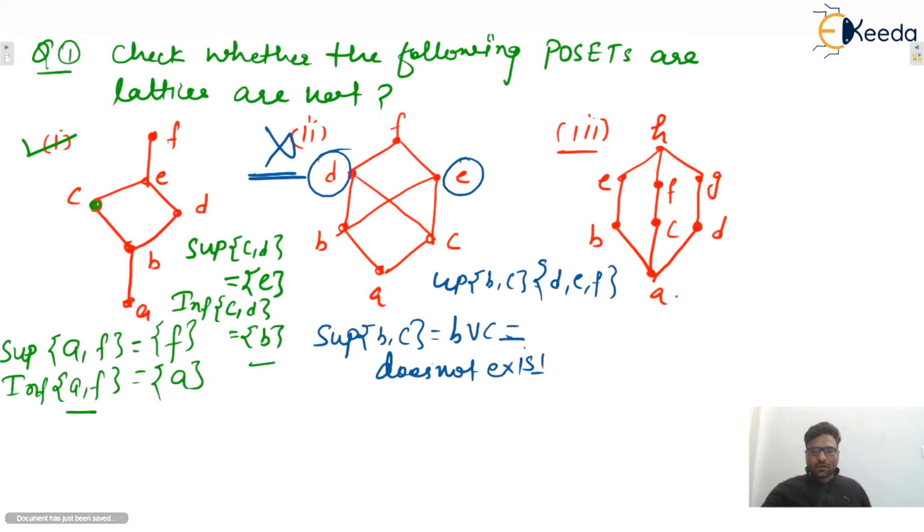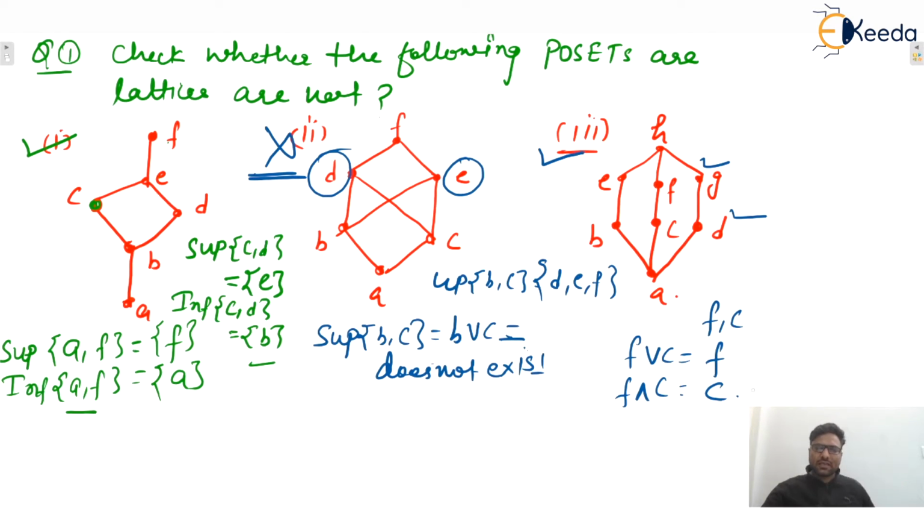Third one, you only tell me. Here also, for every pair of elements, you can take any pair. Let us take F comma C. What will be the least upper bound of F and C? Upper bounds of F and C will be F and H, and least will be F. What will be the greatest lower bound? Lower bounds will be C and A, and greatest will be C only. You can take any pair of elements, you will see, yes, supremum and infimum will exist. So we can say that, yes, the third one is a lattice. I hope this one is clear to everyone.